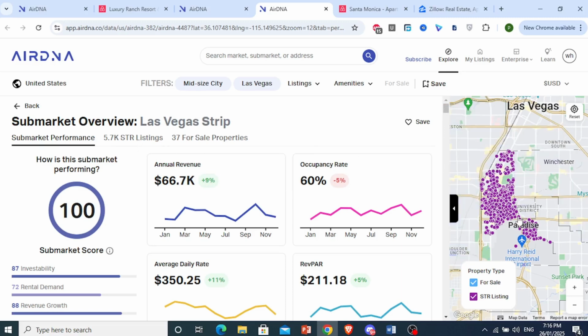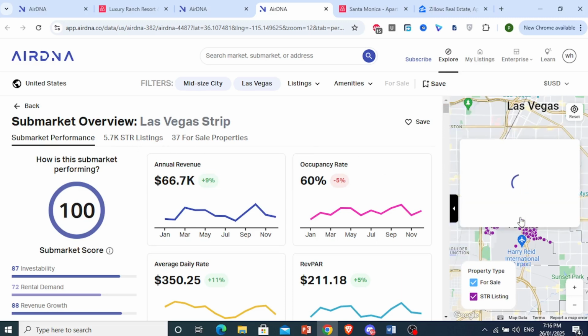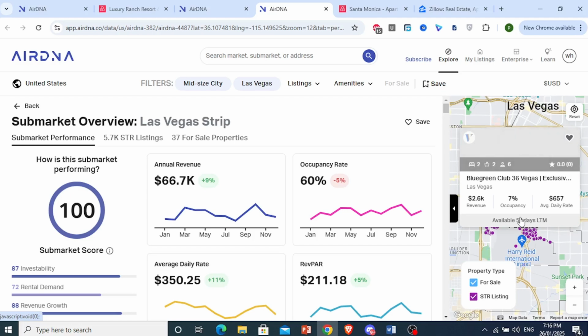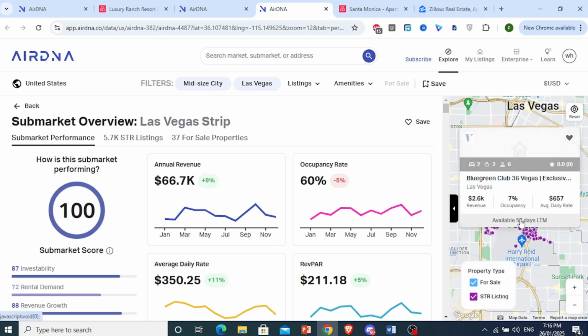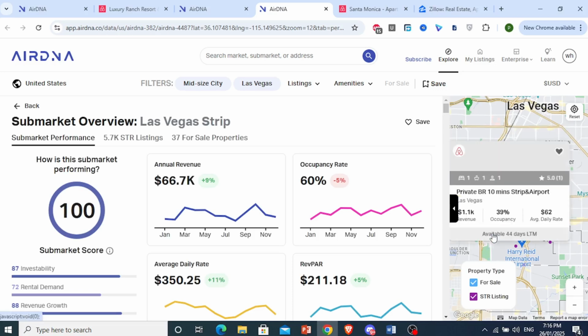So if I come and click on a property, if I hover over something here, a purple dot, you can see this is the Blue Green Club. This is a new property, honestly. Look, it has 0 ratings. So that's why the revenue is also really bad. Look, 2.6 thousand revenue. Average daily rate is about $657, 7% occupancy. It's a new listing, so we're gonna go ahead and ignore that for now.